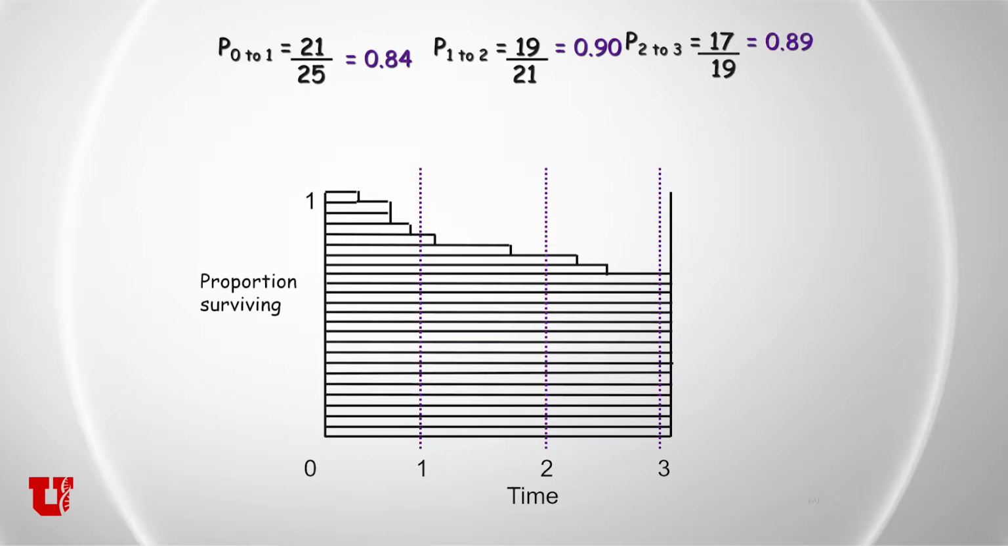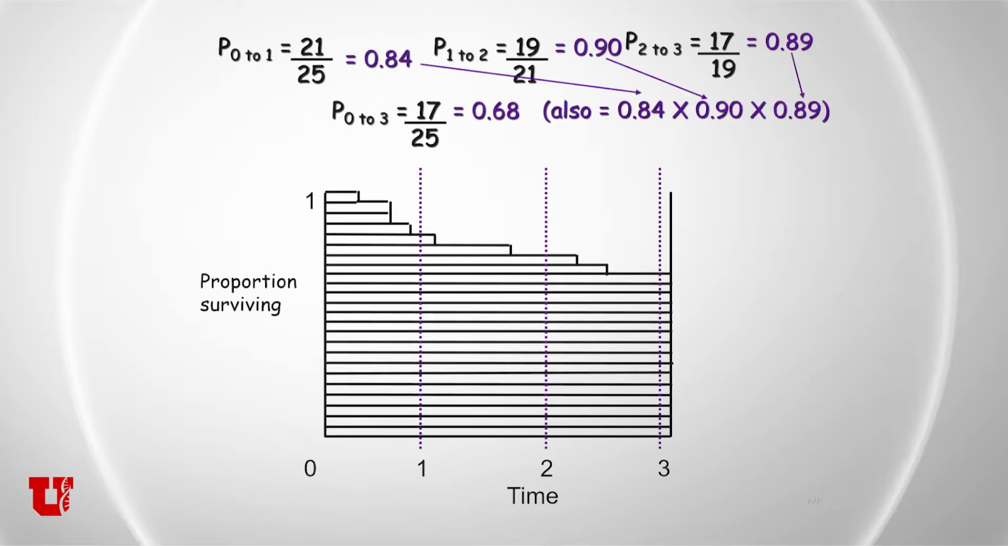And for time 3, between times 2 and 3, now we have 19 in the denominator. 19 entered that period of observation, and 17 were free of the event by the end of it, so 17 over 19 is 0.89. But if we ignored those smaller time intervals and just said, well, what about our whole time period? That would be from time 0, when we started with 25 people, to time 3, when we had 17 left free of the event of interest, so that's 0.68. So again, the interesting thing is that if we take the calculations of 0 to 1, 1 to 2, 2 to 3, and multiply them together, we actually get 0.68.